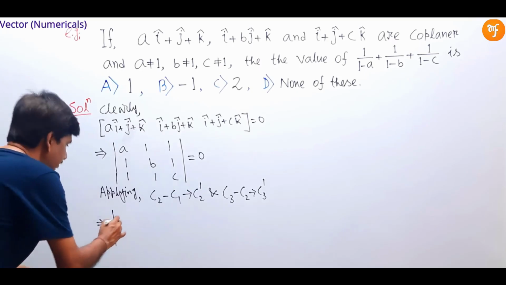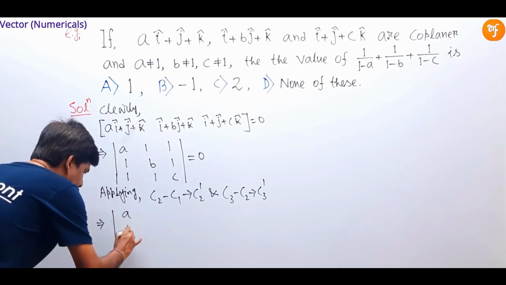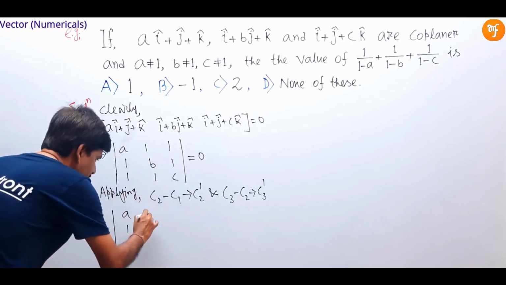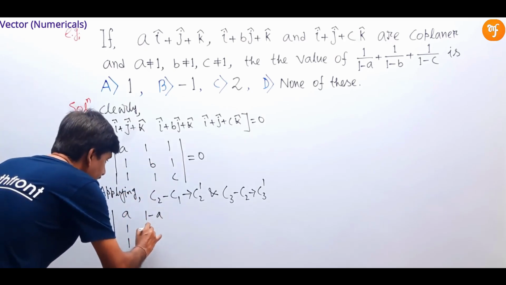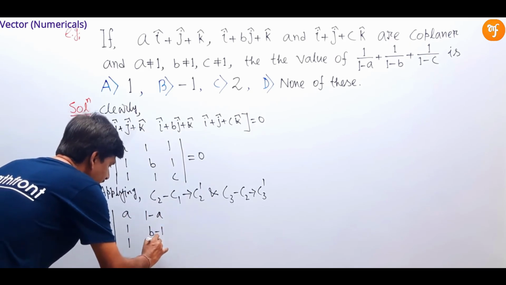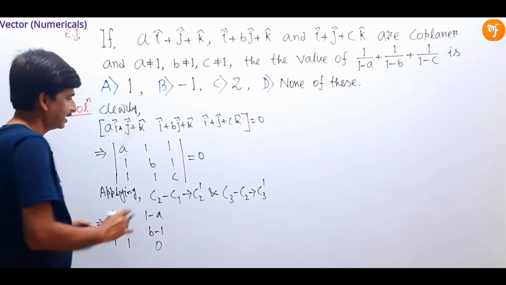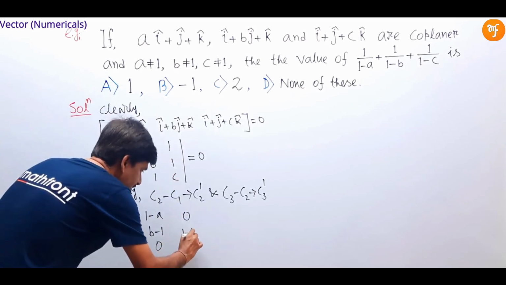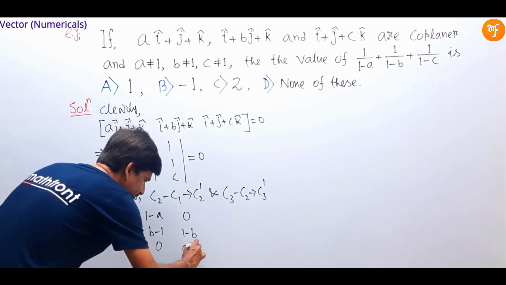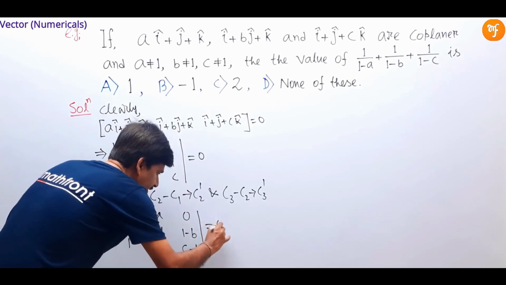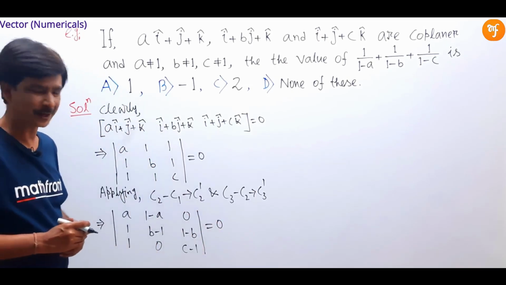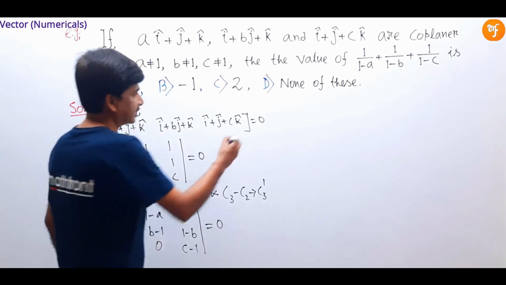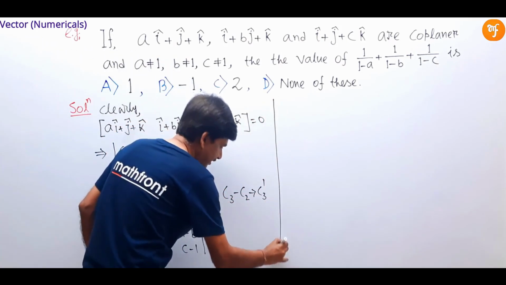We'll get the determinant of a 1 1, the second column will be 1 minus a, b minus 1 and 0, and the third column will be 0, 1 minus b and c minus 1, and this value is equal to 0. Sure? Okay. Now we can expand this determinant. So let us apply the expansion rule.